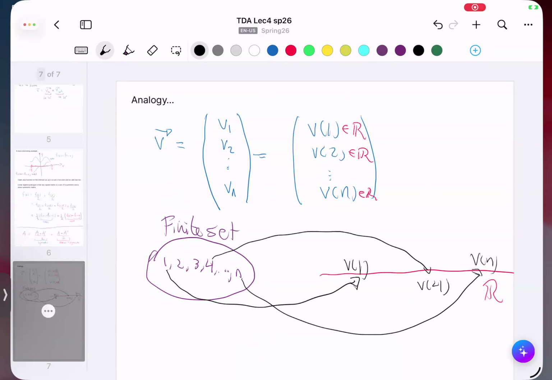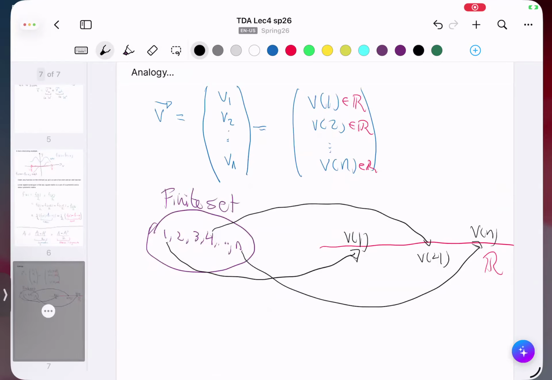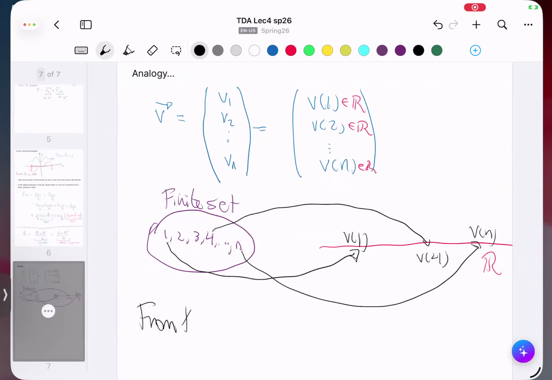So from this point of view, a vector is just an ordered list of numbers, right? That's what a vector is. But from this perspective, you can also think of a vector as a discrete function, because it's just a function from the finite set 1 to n into the reals. So from this perspective, a vector is a function.